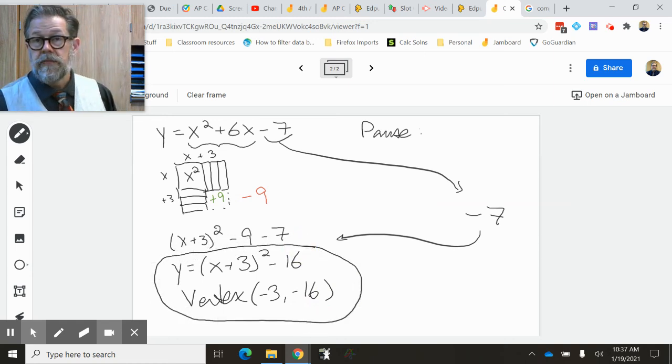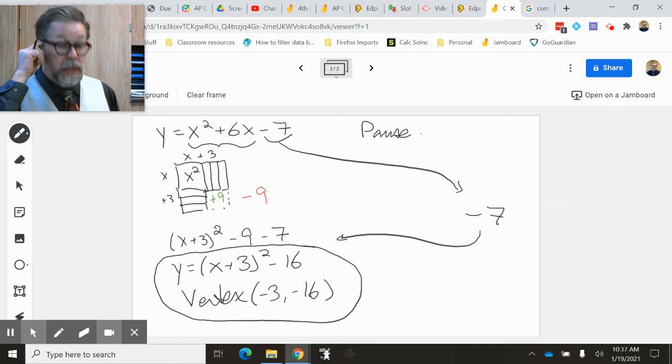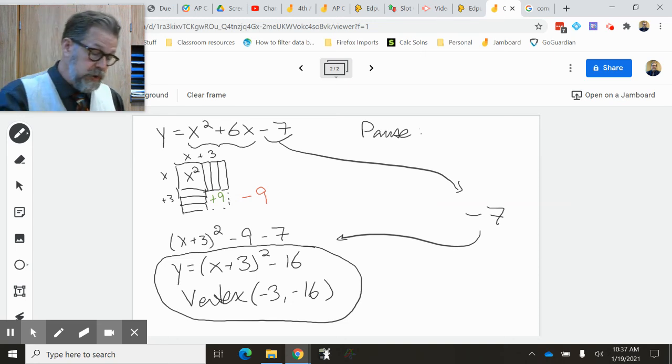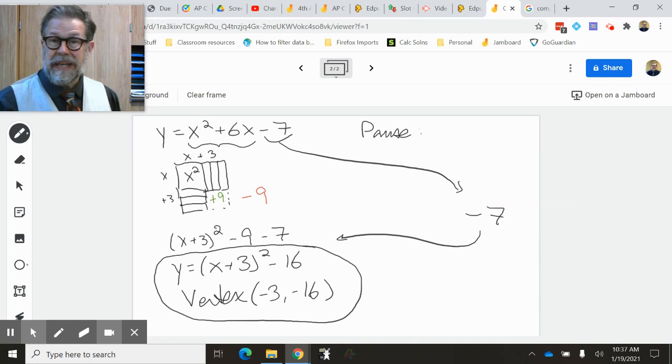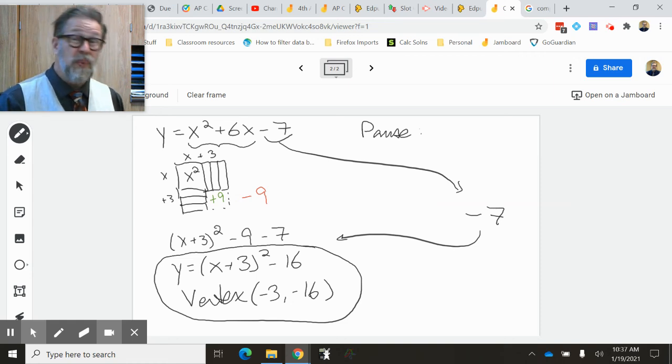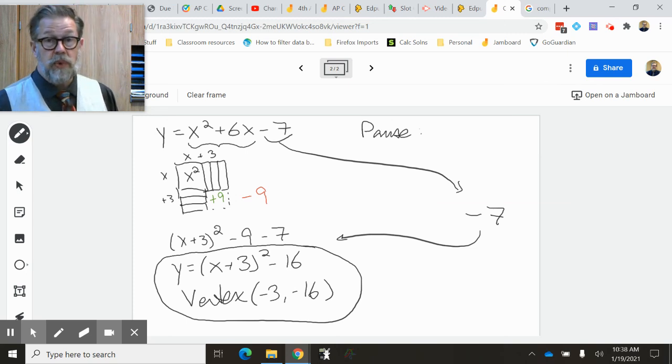Boom. Done. We'll come back a little bit later with some videos about how to do this if you have an odd number of x's, so it's harder to divide them up, and what to do if I've got a stretch factor, my a value larger than 1, which right now I don't.